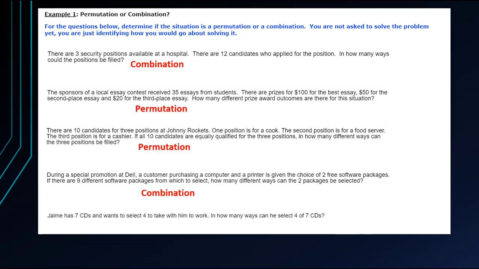Jimmy has 7 CDs and wants to select 4 to take with him to work. How many ways can he select 4 of the 7 CDs? Again, whatever 4 titles he gets, it doesn't matter which order they were chosen. The order in which they're chosen doesn't matter, so it is a combination.